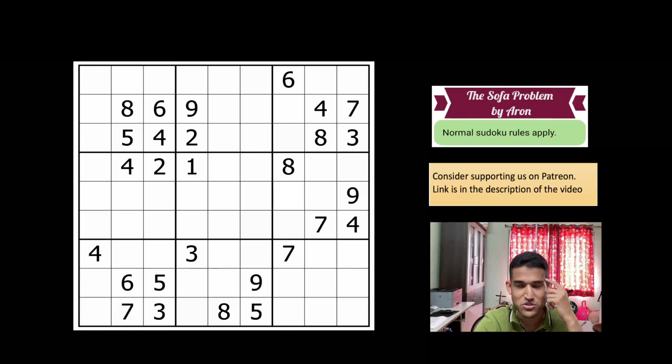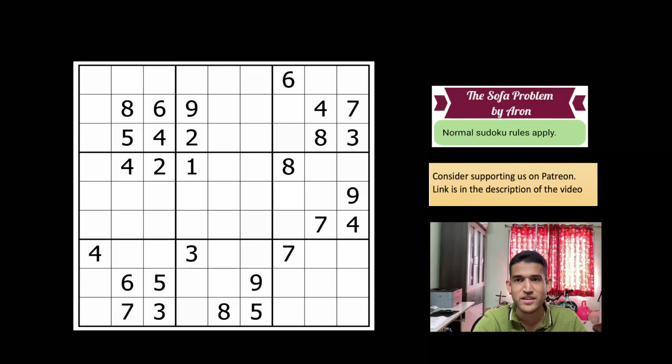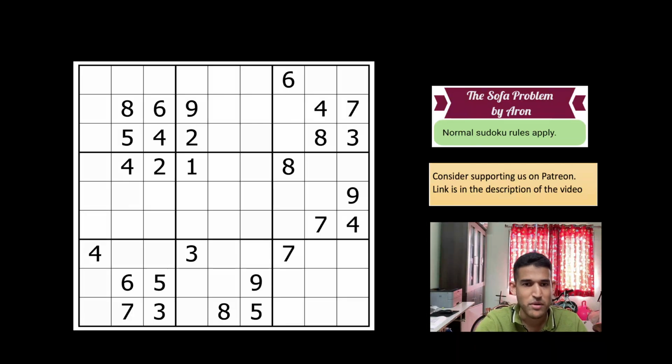Today I've got a classic Sudoku with a really unique name. It is called the sofa problem and it's created by Aron. We have covered a classic Sudoku by this author in the past as well. A really nice classic Sudoku. Many of you viewers enjoyed the video. So this is another classic Sudoku by the same author. And like I said, it has a really unique name. It's called the sofa problem.